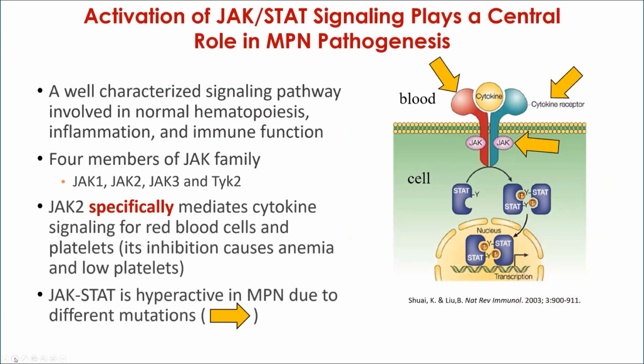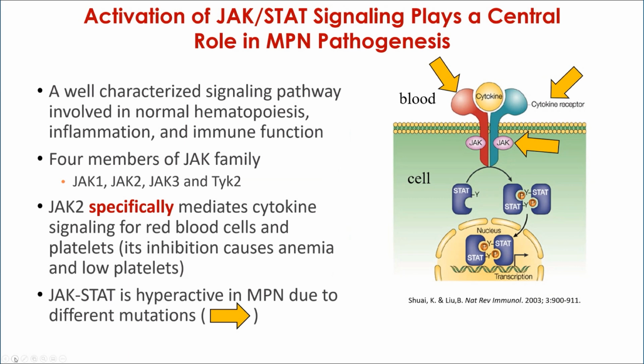Now, everything with the classic Philadelphia chromosome negative MPN has to do with activation of intracellular signaling pathway. A JAK-STAT intracellular signaling pathway is hyperactive. This is the well-characterized signaling pathway in the hematopoiesis, inflammation, and immune function. And these aspects are perhaps important because some of these would then lead to some side effects related to JAK inhibitors.